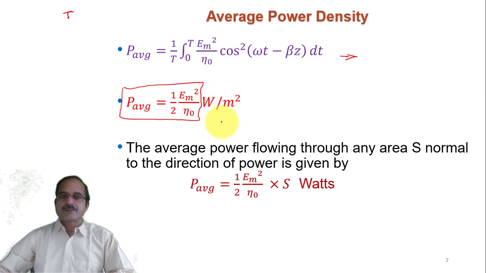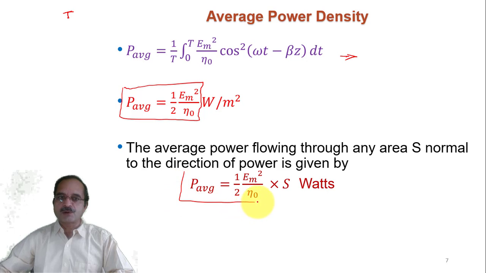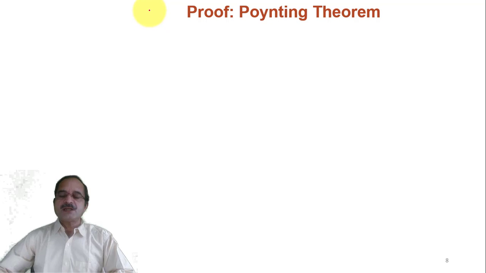So if we multiply this by the given area, which is normal to the direction of power, then this gives us the average power flowing through a particular given area, which is normal to the direction of power flow, that is in watts. So these are the expressions for instantaneous power density and average power density.